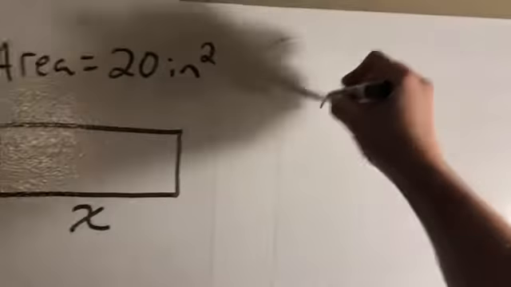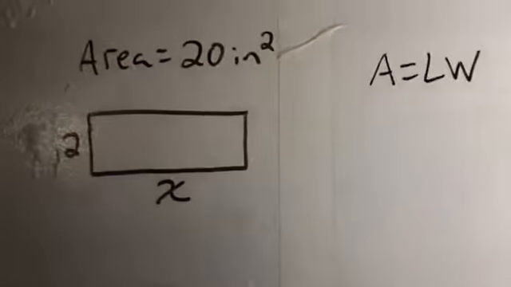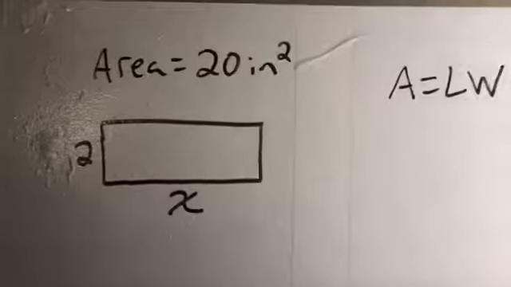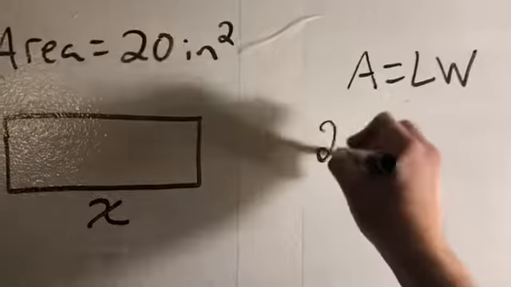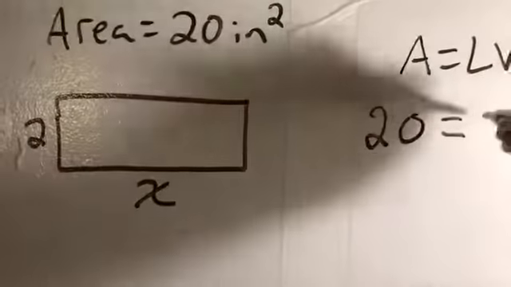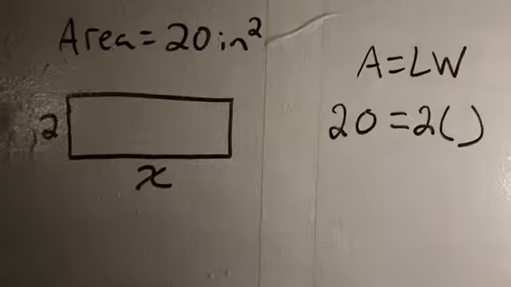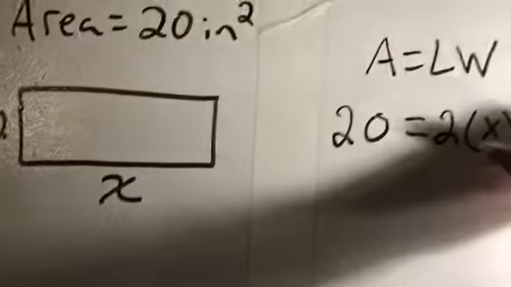So we know that the area of a quadrilateral was just the length times the width. So we can start plugging in what we know so we can solve for what we don't know. So we know that the area is 20, and that's what the A stands for. I see that my length was given to me as 2. I'm going to use parentheses here. And it looks like we don't know the width, so that's going to stay as X.